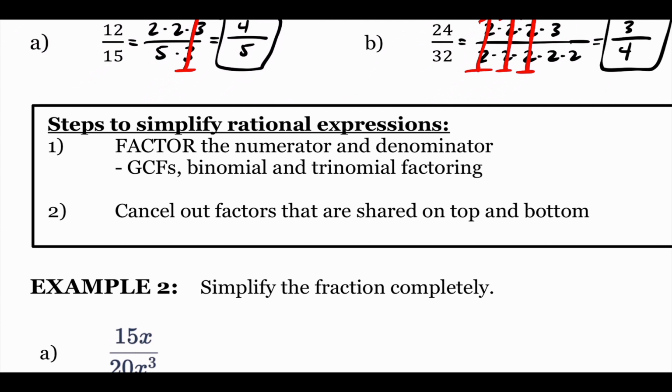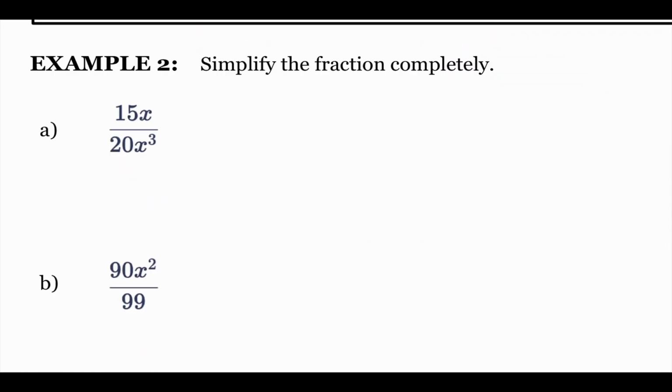Okay, so let's look at example number 2. So the numerator, the top, is 15x. The denominator is 20x to the third power. The top and the bottom are what we call monomials. Monomials. They're just one term. So how do we break down monomials? The same way we did earlier. The same way we just did on number 1.